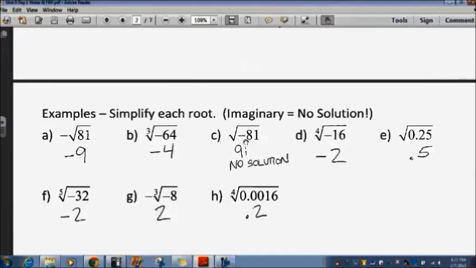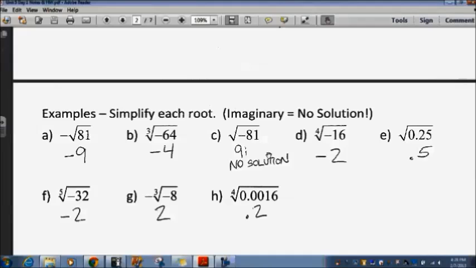Now, the square root of negative 81. I would simplify that as the square root of 81 times the square root of negative 1. The square root of 81 is 9. The square root of negative 1 is i, which is imaginary. Since we get an imaginary solution, we actually have no solution.